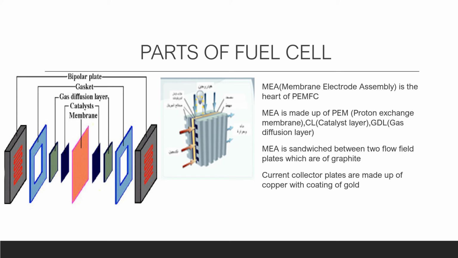The MEAs are sandwiched between the two flow field plates, which are of graphite. These are the bipolar plates. After these bipolar plates, the current collectors will be attached, which are plates made up of copper with a gold coating, and then it will be packed with stainless steel or aluminum plates. So this is how the parts of the fuel cell are arranged.